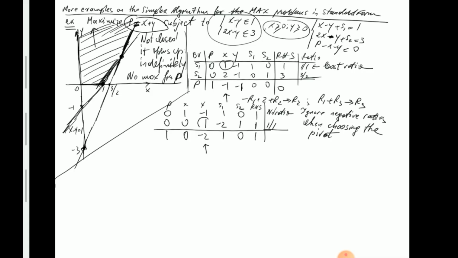So the only possibility for the pivot is this one. Again, we don't have to divide this row by the pivot because it's already 1. All we have to do is make zeros above and below that pivot. So we're going to do row 2 plus row 1 and change row 1 with that combination, and 2 row 2 plus row 3 and change row 3 with the same combination.